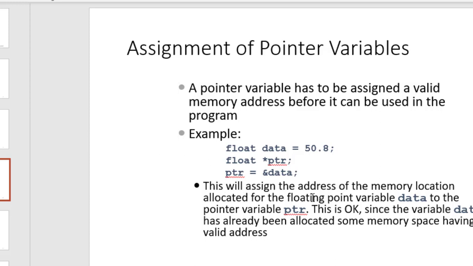This will assign the address of the memory location allocated for the floating point variable data to the pointer variable ptr, as I'm mentioning there. So this is okay since the variable data has already been allocated some memory space having a valid address. We are going to see in the next slide that you can't assign a value to the pointer if the pointer has not been declared. It is not possible.